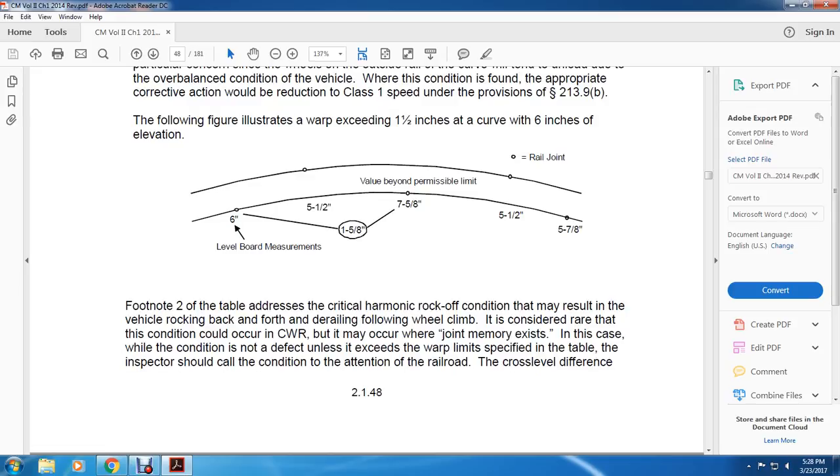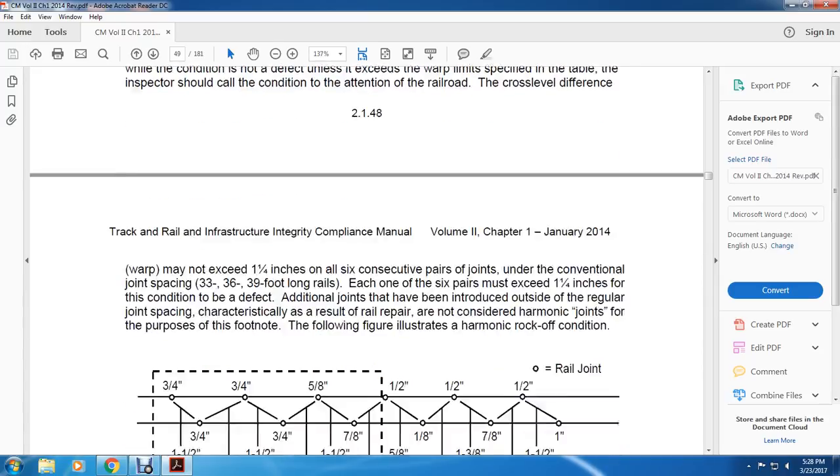Footnote number 2, table addresses the critical harmonic rock off condition. The result of the rock back and forth is derailing following the wheel climb. The condition is rare with continuous welded rail, but it may occur where jointed rail exists. In this case, the condition is defective unless it exceeds the warp limit specified in the table. The inspector should call the condition to the attention of the railroad cross level difference.